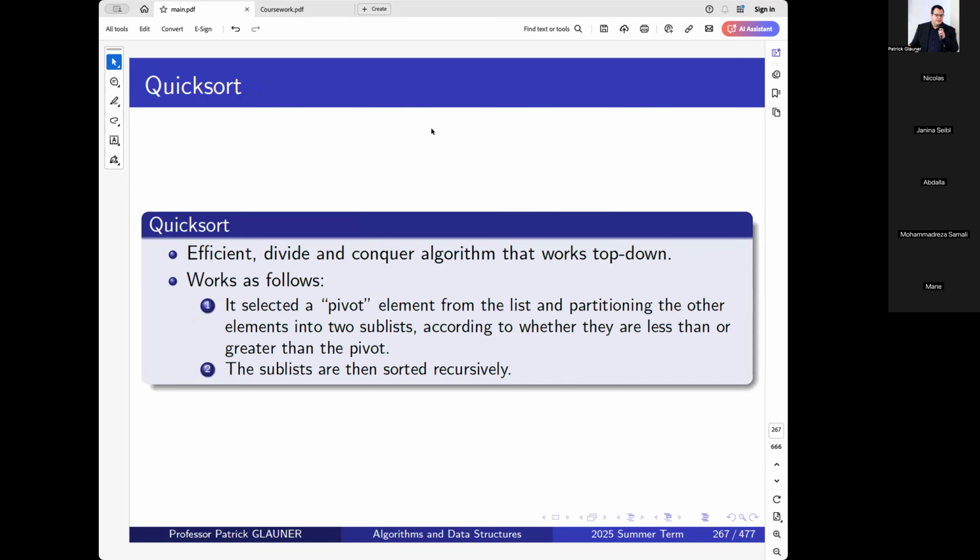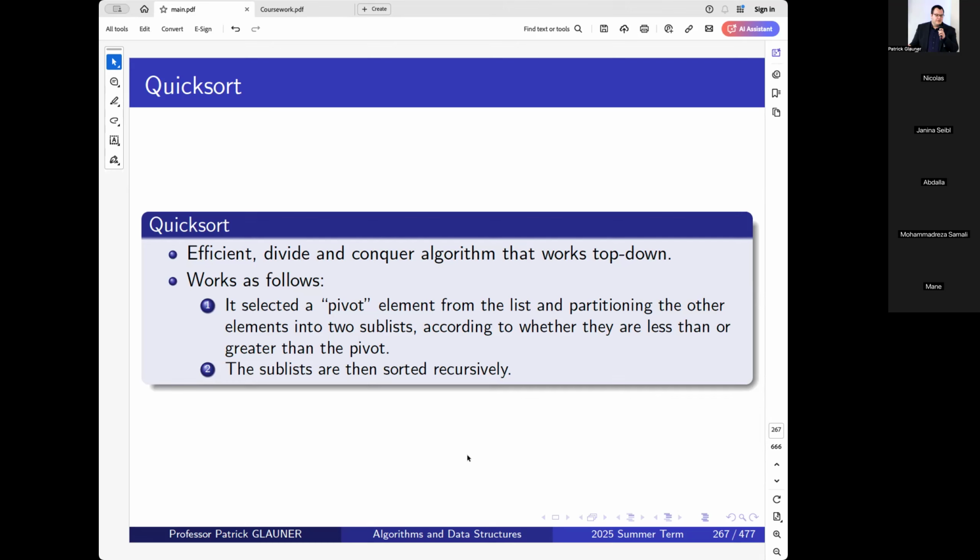There is one more sorting algorithm that is super popular, and it's called quicksort. We will look at its complexity later, which is a little bit more problematic, so to say, or more difficult to assess and comes with some consequences. Yet it's a super efficient sorting algorithm. It's again a divide and conquer algorithm, but it works top down.